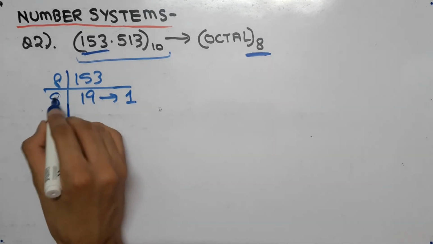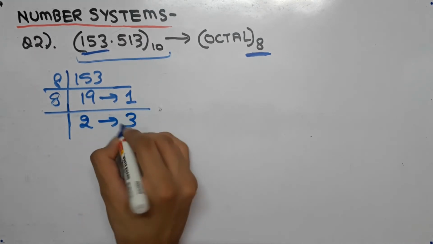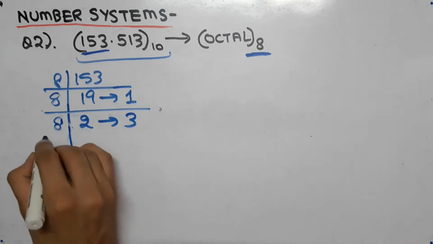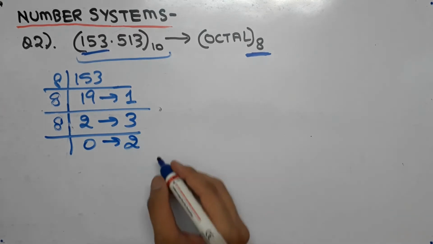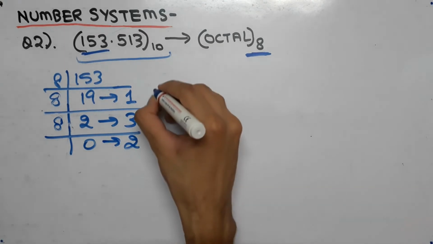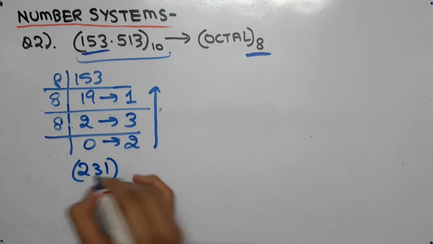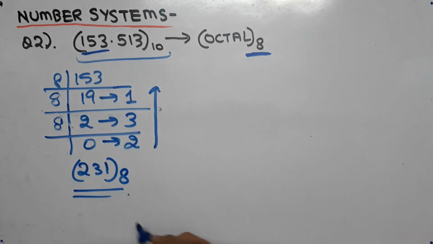Similarly, we are going to divide 19 by 8 and we will get the quotient as 2 and remainder as 3. And similarly, we will divide 2 by 8 and get the quotient as 0 and remainder 2. Now guys, we are going to write this from bottom to top, that is 231 with base 8. That is, we have converted our integral part into its octal form.